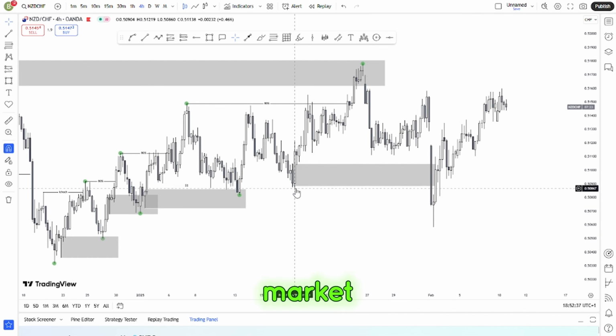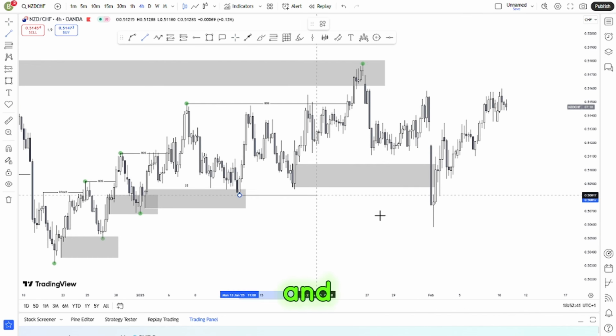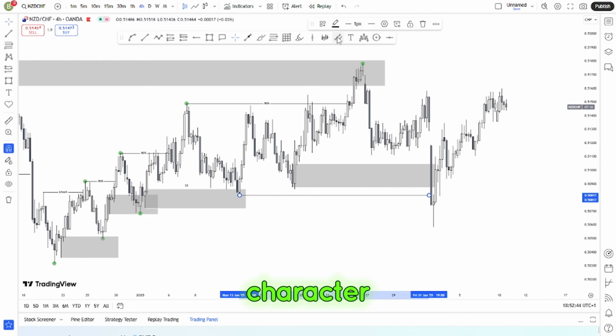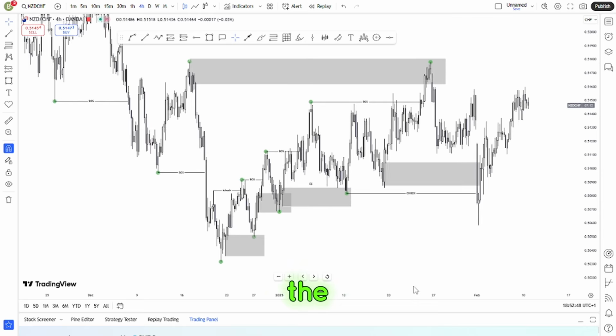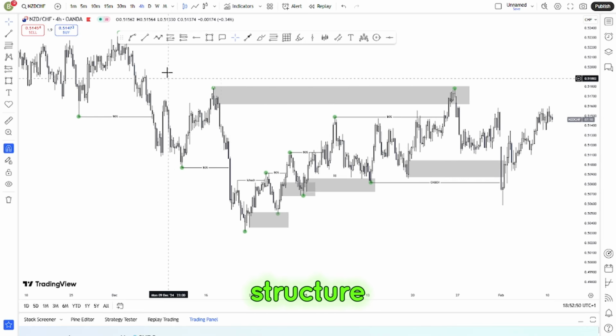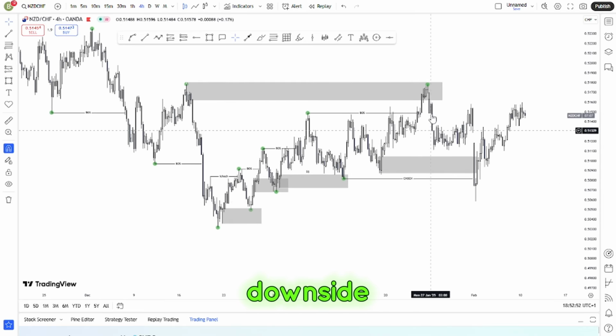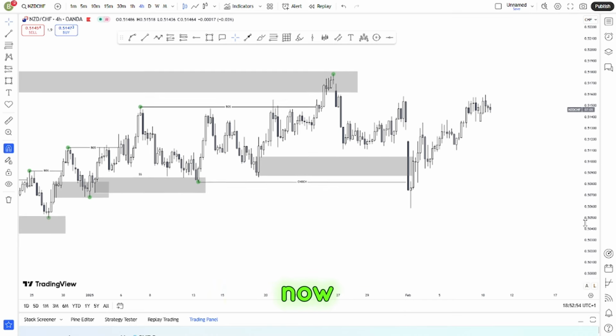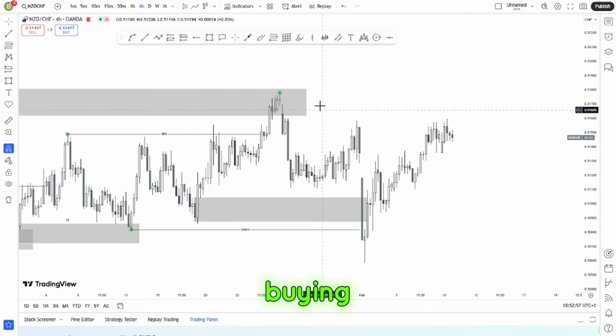And then as you can see, the market took out this low here, and that means we have a change of character, obviously. Then it means that we're having a realignment on the lower time frame, just because the overall structure was pushing to the downside. So this is a realignment, and for now what we're going to do is look for buying opportunities.